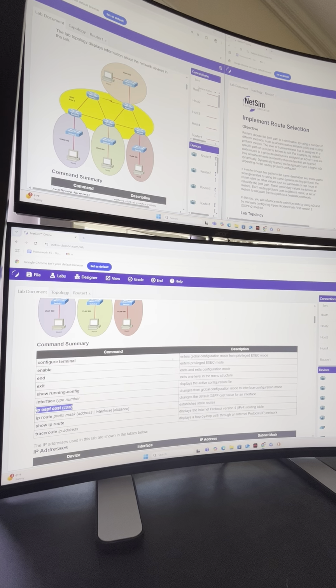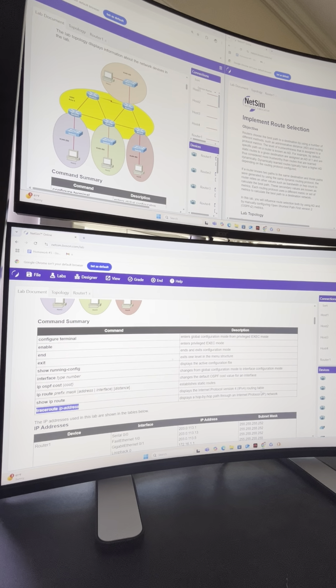We have ip ospf cost, and we enter the cost. This changes the default OSPF cost for an interface. We have ip route prefix, and then we'll put the mask, and then we'll put either the next hop IP address or the exit interface, and we can also include the distance. And this establishes a static route. We have show ip route, which displays the IPv4 routing table. And we have traceroute IP address. This displays a hop by hop path through an IP network.